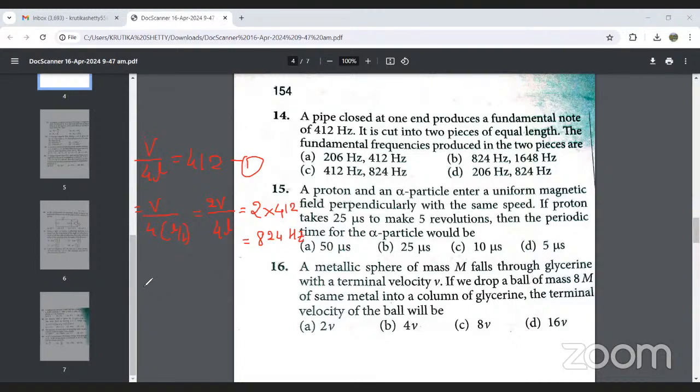So for the open half pipe, it is given by V divided by 2 into L by 2, which is equal to V divided by L. This can also be written as 4V divided by 4L is equal to 4 into 412. So this will be 1648. Option B is the correct answer. Hope you understood. No, see this one.